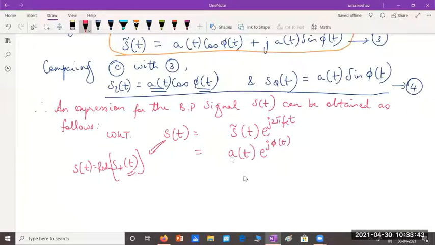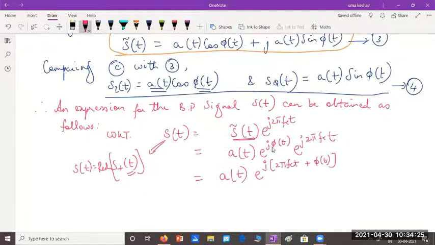We know a of t is root of si square plus sq square and phi of t is tan inverse sq by si. Remember that. So I am replacing S of t with the polar form of S envelope of t, a into e power j phi t, this into e power j2 pi fct. So what will I get? I'll get a of t into e to the power of j 2 pi fct plus phi of t. I'm combining all the powers.